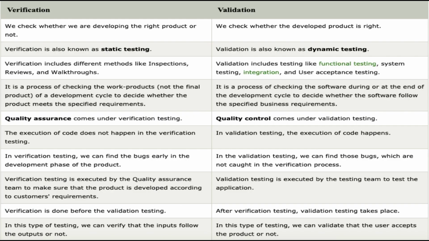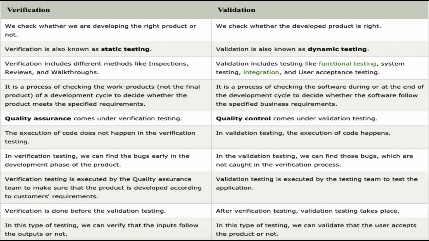So now guys, we will see the differences between validation and verification. First of all, in verification, we check whether we are developing the right product or not. In validation, we check whether the developed product is right or not. Verification is also known as static testing, whereas validation is also known as dynamic testing. Verification includes different methods like inspections, reviews and walkthroughs, whereas validation includes testing like functional testing, system testing, integration testing and user acceptance testing.